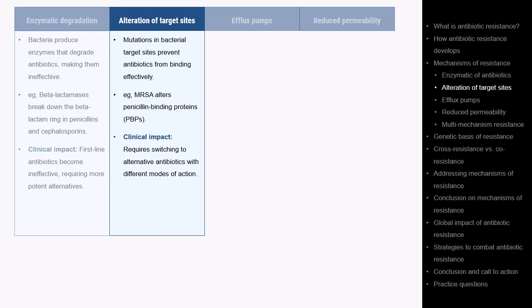Next, bacteria can alter their target site, the part of the bacterial cell that antibiotics attack. A good example is methicillin-resistant Staphylococcus aureus, or MRSA. This bacterium modifies penicillin-binding proteins, or PBPs, making beta-lactam antibiotics like methicillin and oxacillin ineffective. Other bacteria can alter ribosomes to resist antibiotics like macrolides or aminoglycosides, or change DNA gyrase to resist fluoroquinolones.